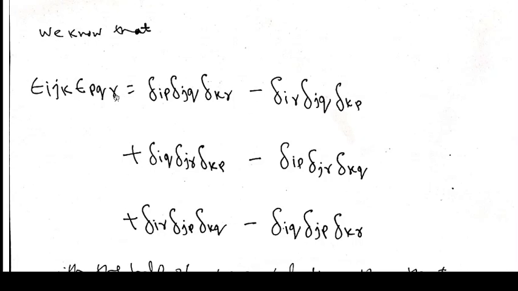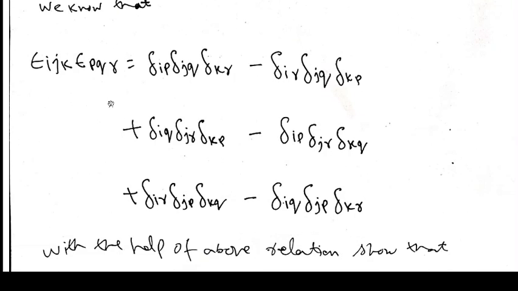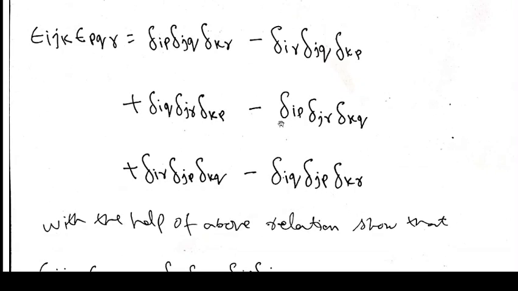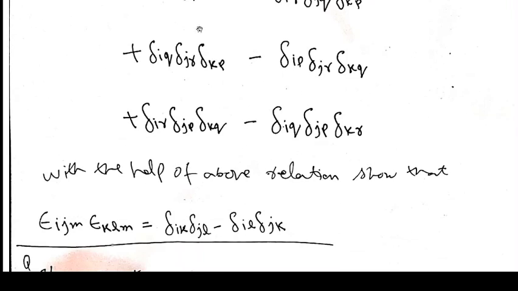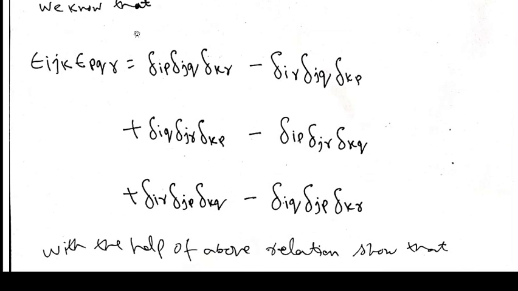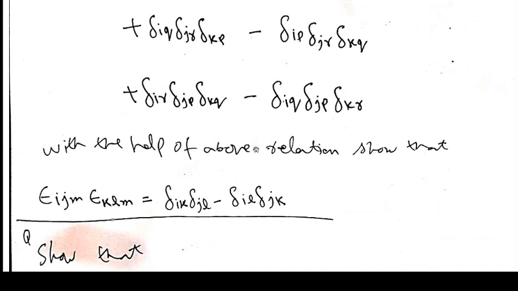But you can also see that on the left-hand side all the indices are different: I, J, K and P, Q, R. So all the 6 indices are free indices in this relation. Now, by using this result, I am not asking you to prove it. I am asking you to use this result and show that this product is equal to this.